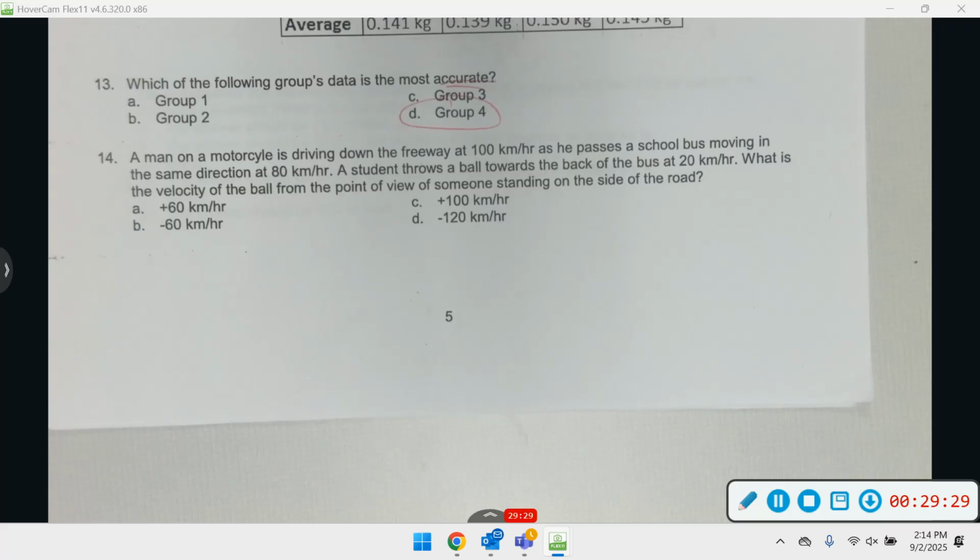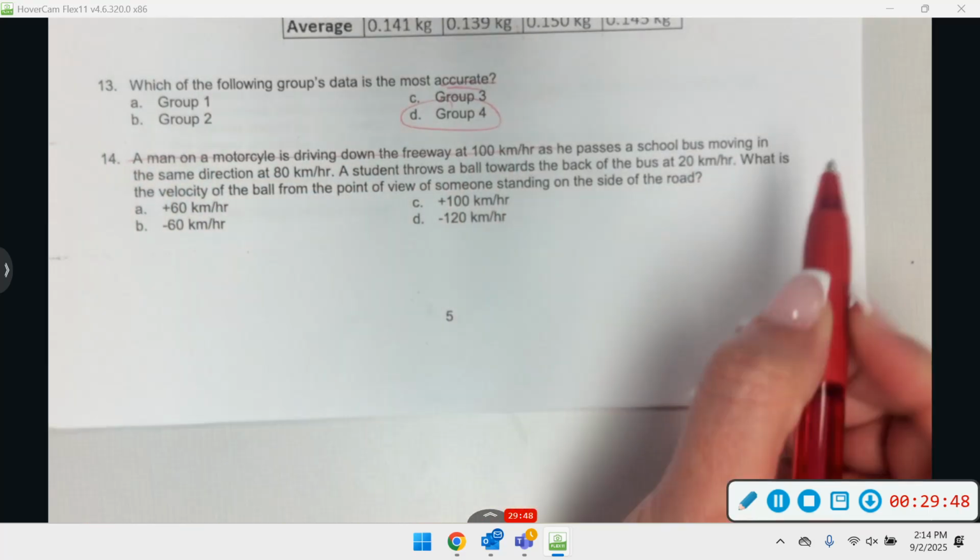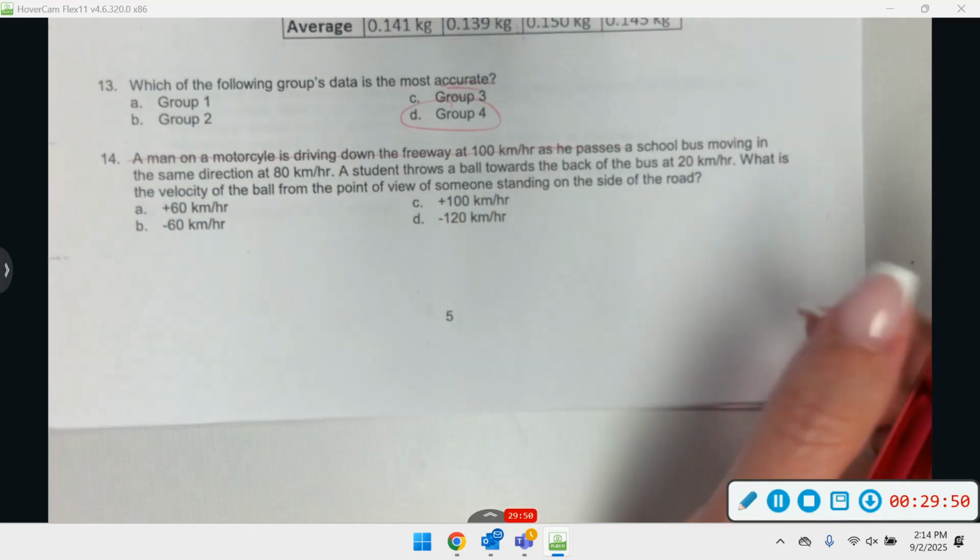So guys, first things first, they gave me extra information. This question does not ask about what anything looks like from the motorcycle's point of view, and it doesn't ask us to figure out how fast the motorcycle is moving with respect to anything else. I don't care about the motorcycle at all. So you can cross that part off. A man on a motorcycle, I don't care. Doesn't matter. Okay, now we just start with the school bus.